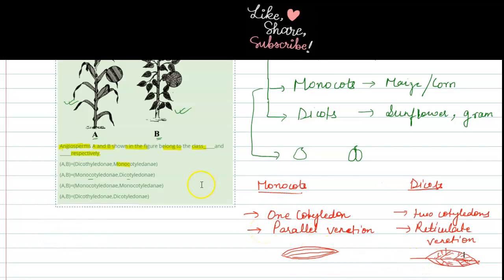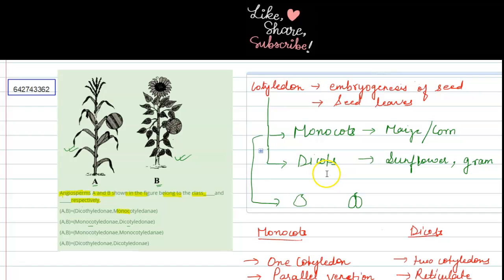And in the given figure, if you observe carefully, the magnified part shows that this has parallel venation. See, the veins are parallel to each other. And here the magnified part has reticulate venation, if you can see here. Right? So on the basis of this characteristic, simply you can say that this is a monocot plant and this is a dicot plant. Hence, we can conclude that the correct option would be the second one, which is A is monocot and B is dicot. Thank you.